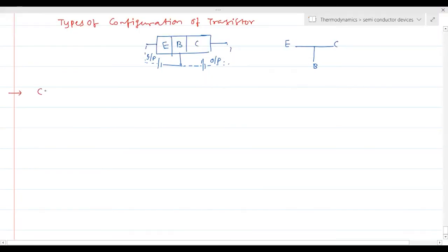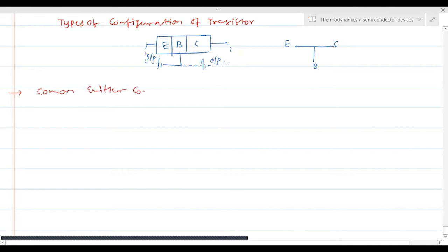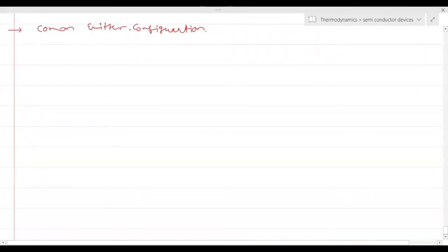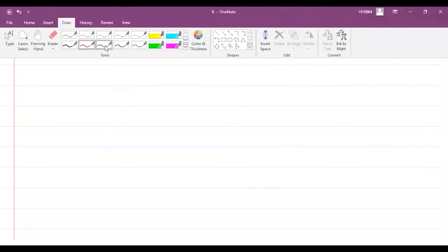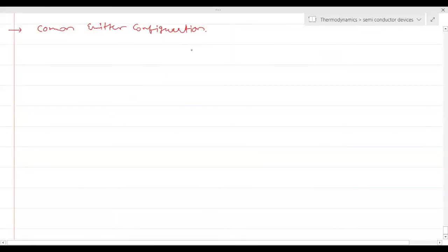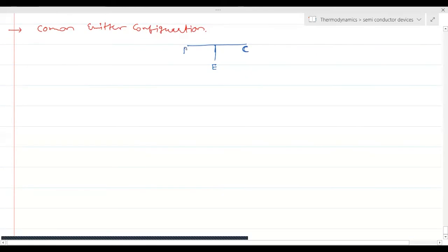Suppose we are taking common emitter configuration. This is the most famous configuration of any transistor, PNP or NPN. Simply understand that the emitter is common to both input and output. Both input, meaning LHS and RHS. You need to keep one thing in mind: the output is always the collector. Therefore the input is the base. This is common emitter configuration.